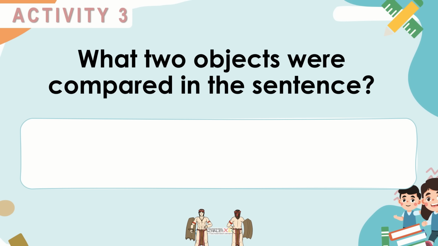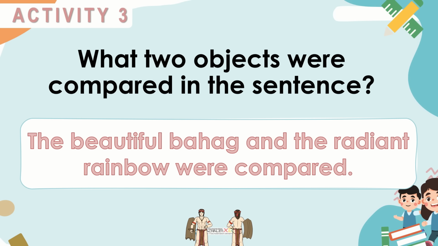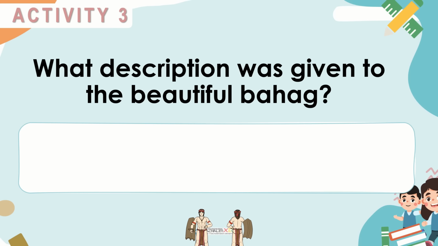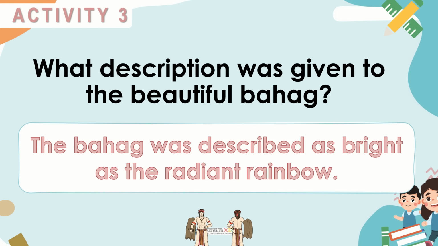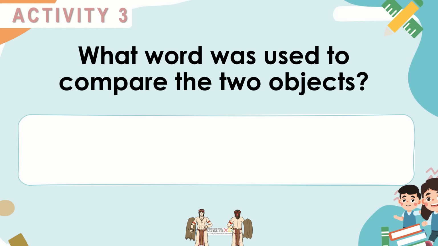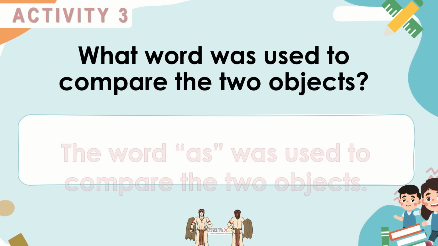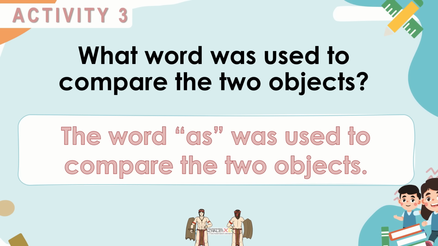What two objects were compared in the sentence? You're right, the beautiful Bahag and the radiant rainbow were compared. What description was given to the beautiful Bahag? Very good. The Bahag was described as bright as the radiant rainbow. What word was used to compare the two objects? Exactly. The word "as" was used to compare the two objects.